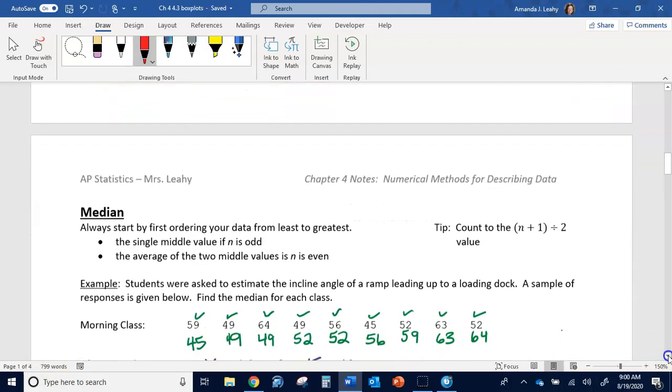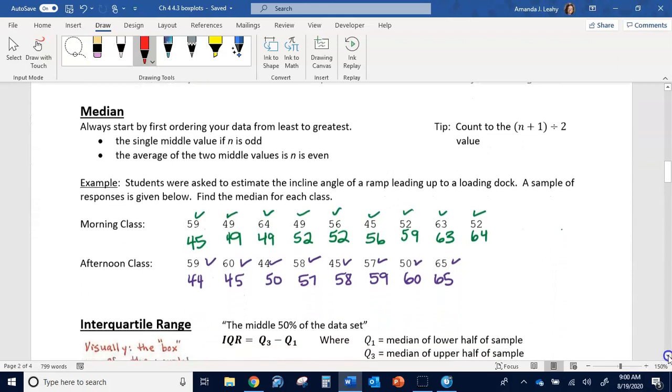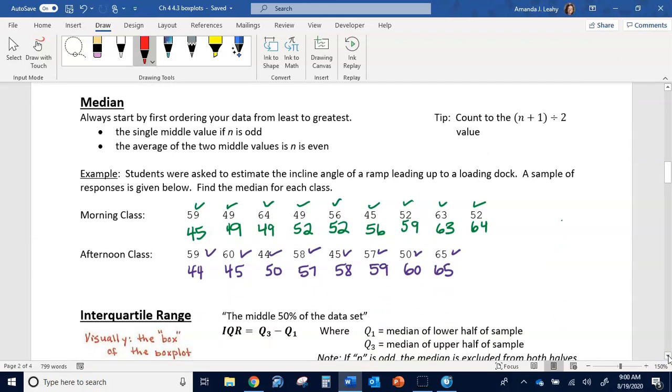All right, so on the next page, in order to be able to find a box plot, you've got to be able to find a median. Now, you've learned about medians in other classes. Basically, you always want to start off by first putting your data in order. If your data is not in order, then you can't count over to the median easily. It's always the single middle value if you have an odd number of values, or the average of the two middle ones.